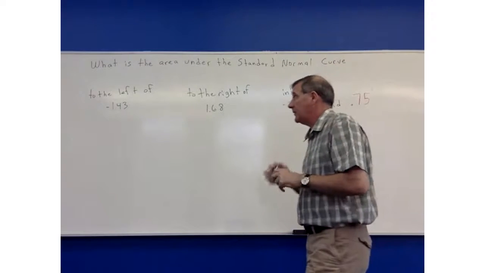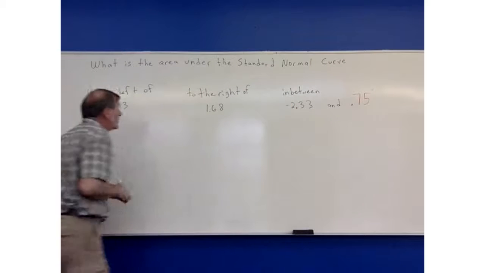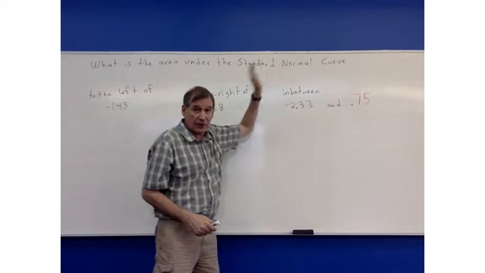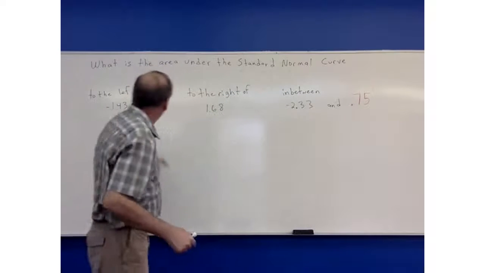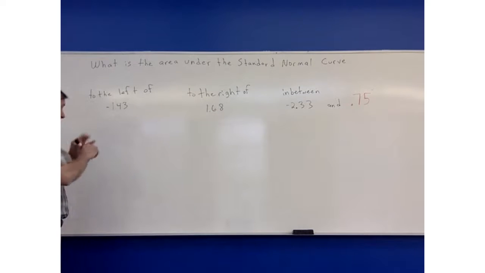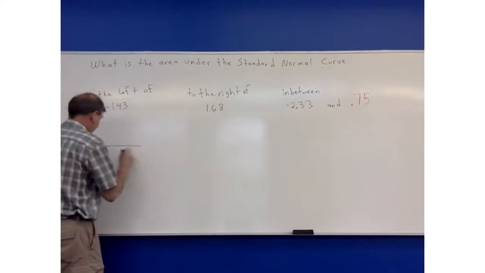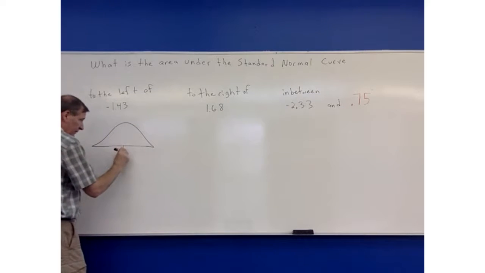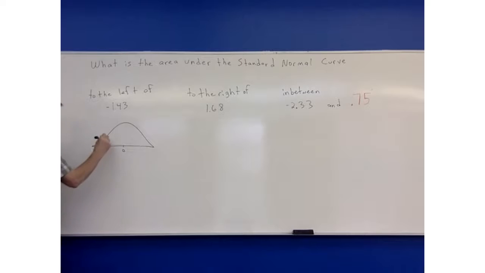Okay, so if you look at the way I've worded this question: what is the area under the standard normal curve, the z-table, to the left of this number right here, negative 1.43? Now, I'm going to draw a picture of this to see what's going on. Well, as we know, 0 is in the center, so negative 1.43 will be over here to the left. And we want to the left of that number, because that gives me this shaded area right here.